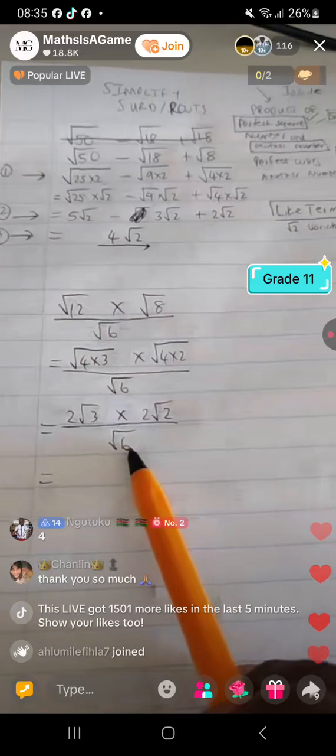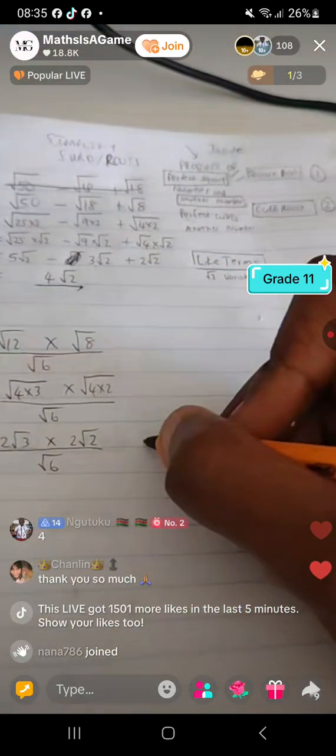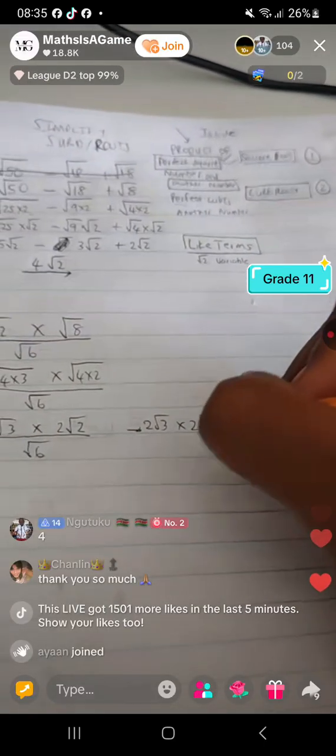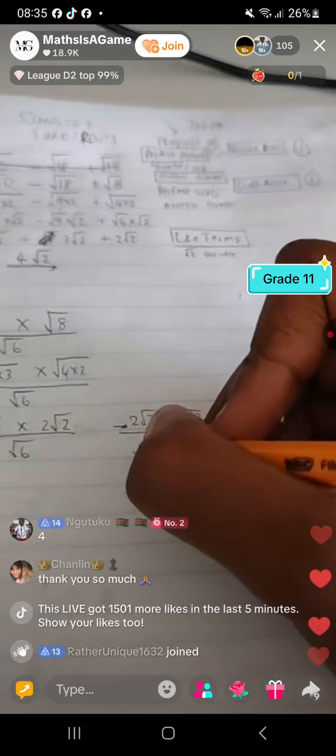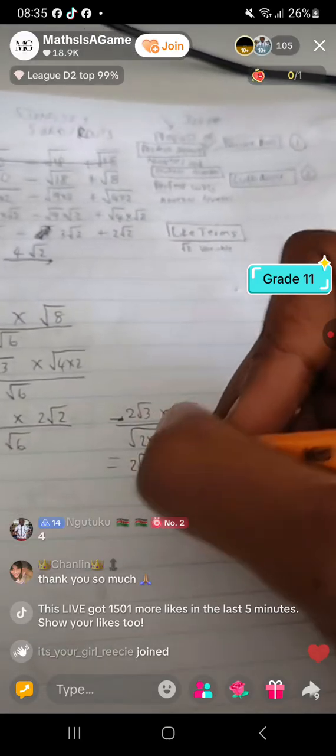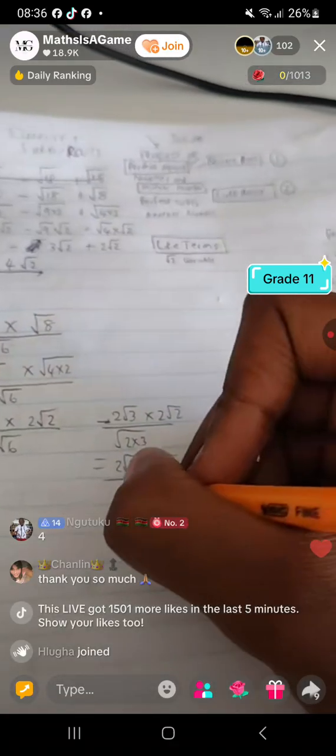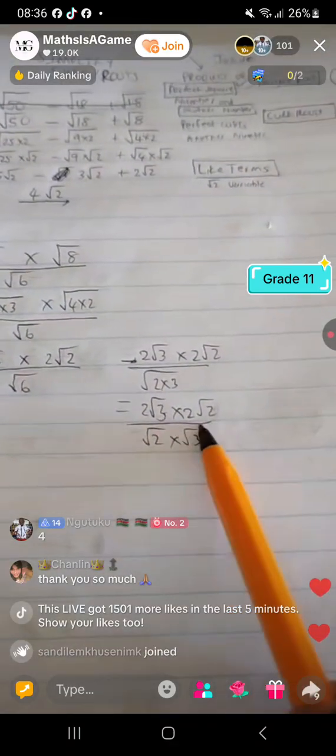So some people could write it as 2 times 3 and then they separate, and then if you do that, right? Let's say we did this. I mean that also helps, makes life very easy, right? If you had written 2 times 3, then we have 2 root 3 times 2 root 2 over root 2 times root 3. Now it's easy.